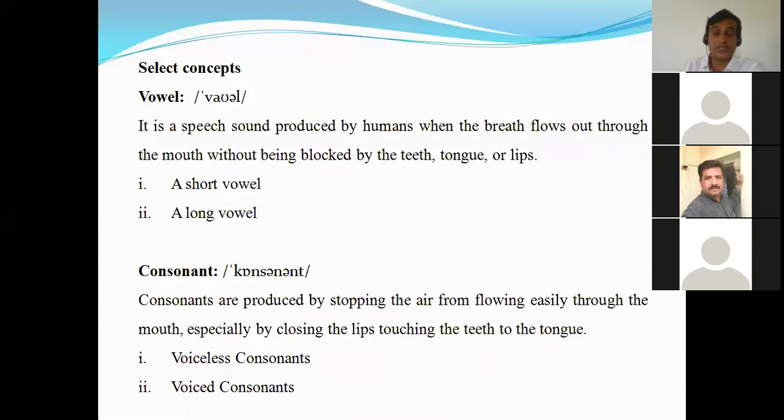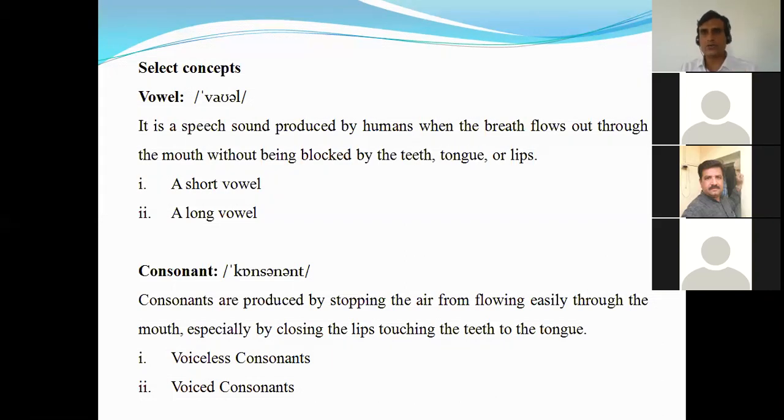Let's proceed further. Let us study select concepts related to English phonology. The first is the vowel. When I studied English phonology for the very first time, a question arose in my mind when my teacher taught me, Atul, remember, A, E, I, O, U are vowels. And I asked a simple question to my teacher, sir, why are they vowels? Why are they not consonants? It was a logical question in my mind. The answer is hidden in English phonology itself. So what is a vowel? It is the speech sound produced by humans when the breath flows out through the mouth without being blocked by the teeth, tongue, and lips. It means that when the egressive pulmonic air stream passes through the oral cavity and there is no disturbance to the sound in the oral cavity, that sound is known as a vowel in English.